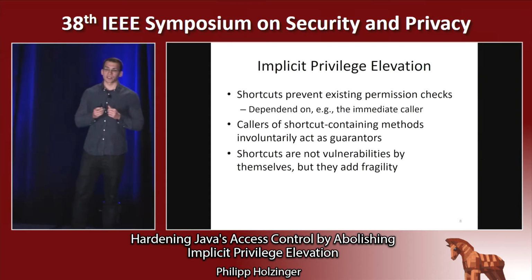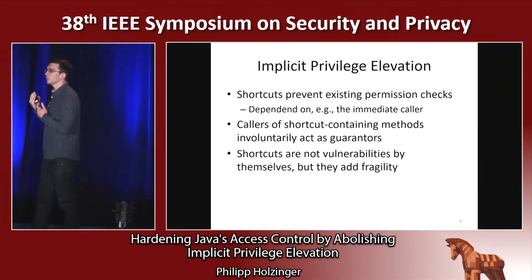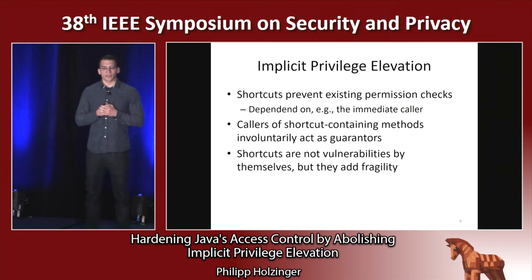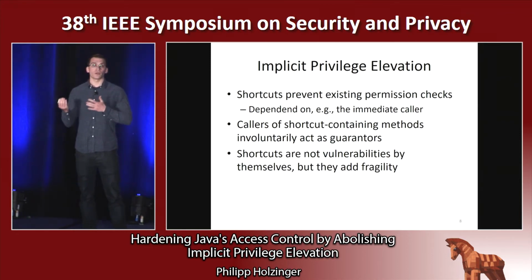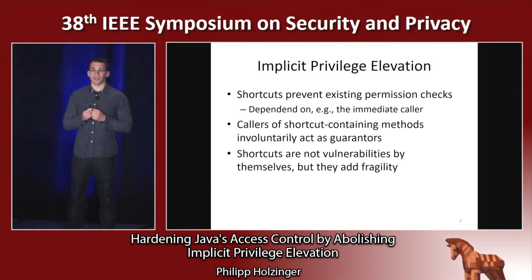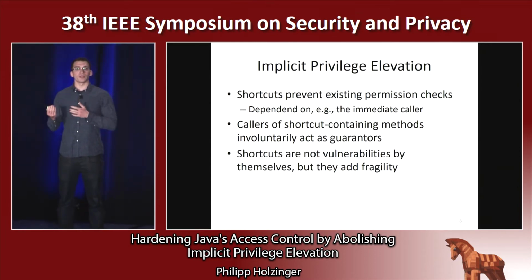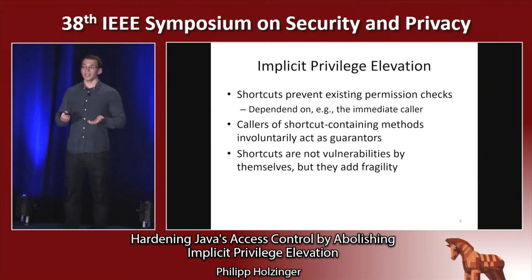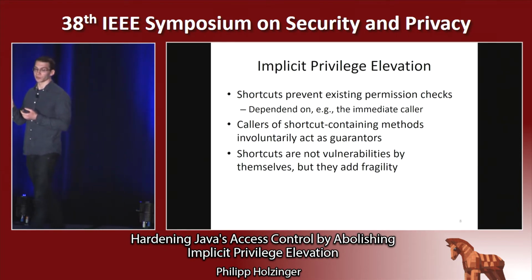Shortcuts prevent, like I just explained, existing permission checks, depending on certain properties of the call stack. That could pretty much be anything. In the example we have just seen, it's just the identity of the immediate caller. The consequence is that the callers of shortcut-containing methods, like getPublicLog in the example, somehow act as guarantors, which means since their involvement may prevent the execution of a permission check, they have to make sure that whatever they do is also secure, even if called from untrusted code. So that puts them in a certain responsible position.